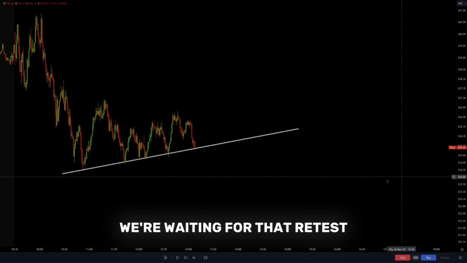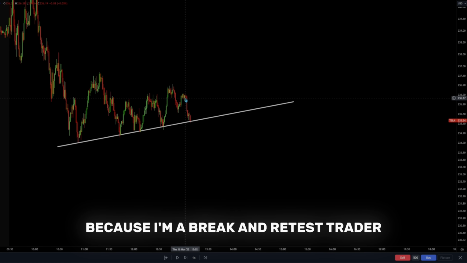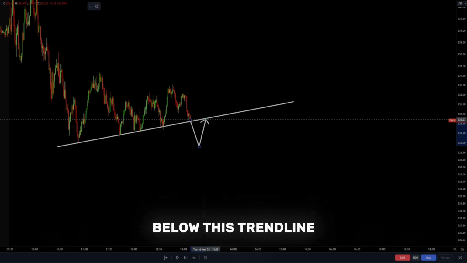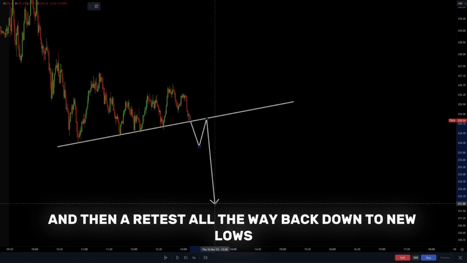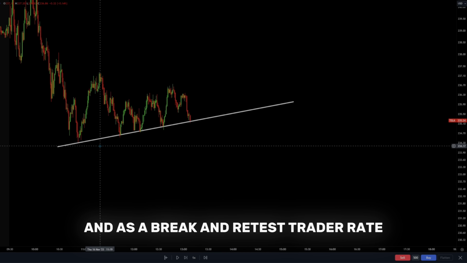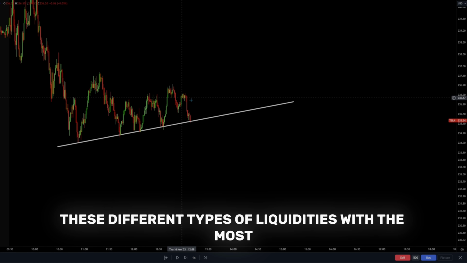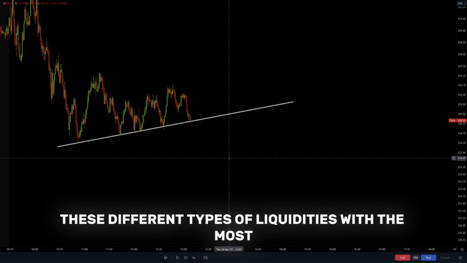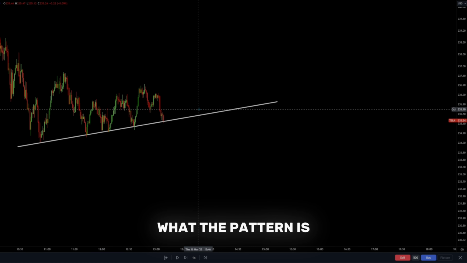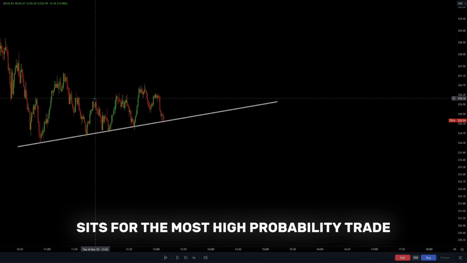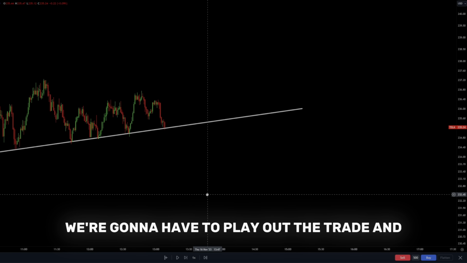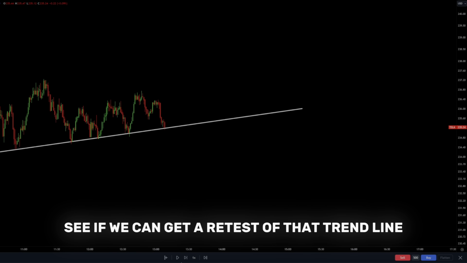What would we want for an entry based off of this trendline liquidity? Well, once again, we're waiting for that retest because I'm a break and retest trader. For us, what we would be looking for is a break below this trend line and then a retest all the way back down to new lows. This is a very, very simple trade. And as a break and retest trader, right, we can trade these different types of liquidities with the most low risk possible because we understand where the trend is going, what the pattern is, and where the liquidity sits for the most high probability trade. So in this example here, we're going to have to play out the trade and see if we can get a retest of that trend line.